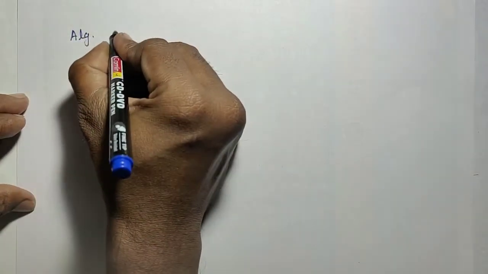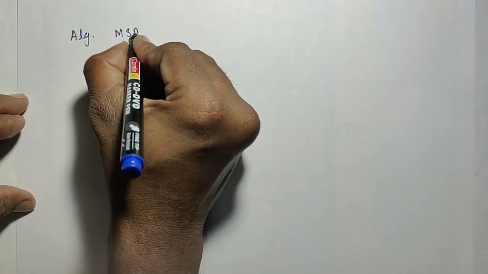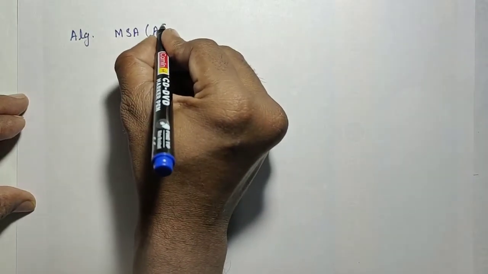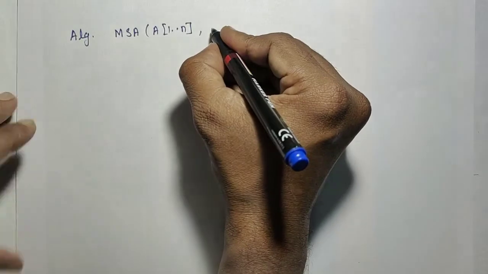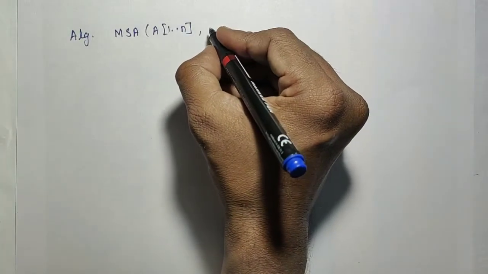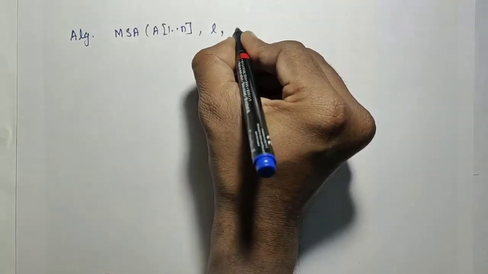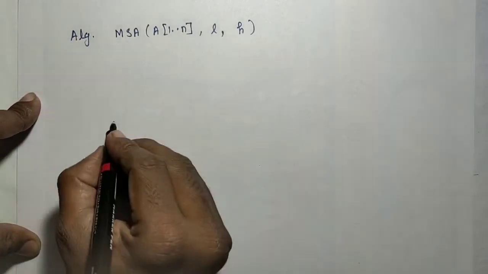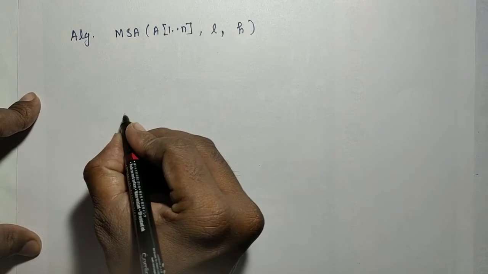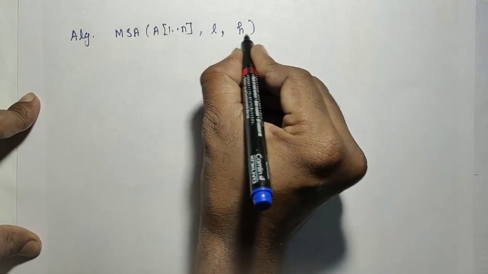Algorithm: Maximum subarray of A[1 to N], and then L and H. So this is the input. The thing is, we just need to find the middle element. The middle element, given the starting index and end index.